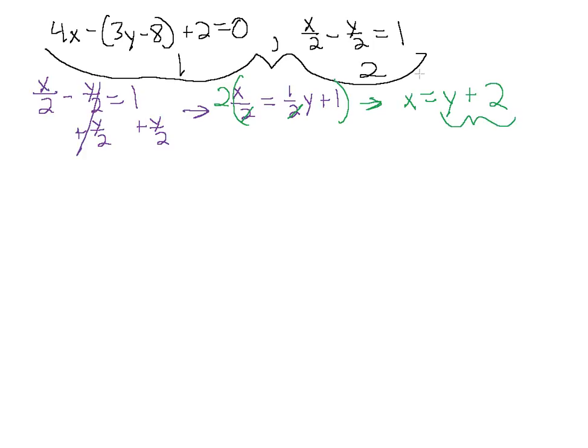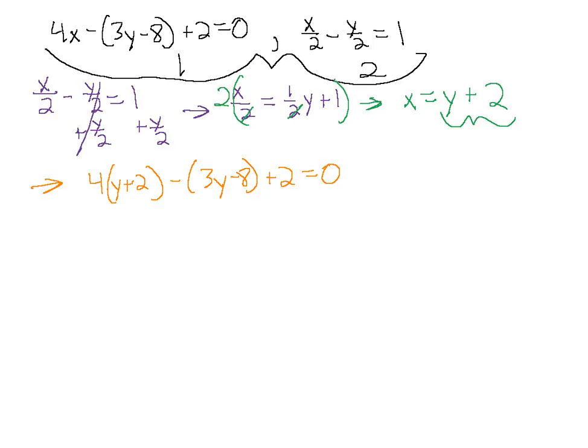So what we're going to do is substitute y plus 2 in for x in our first equation. It's called substitution. So we have 4 times y plus 2 minus 3y minus 8 plus 2 equals 0. All right, so we have a single equation with a single variable, and we want to solve for y, and we'll get a value for it, which is ultimately what we want to do.